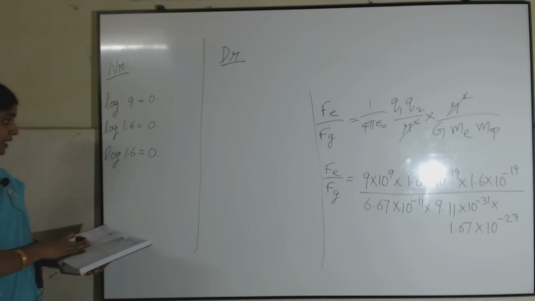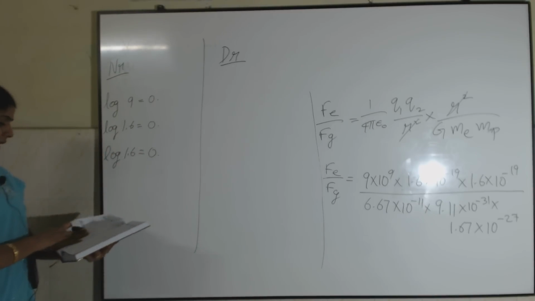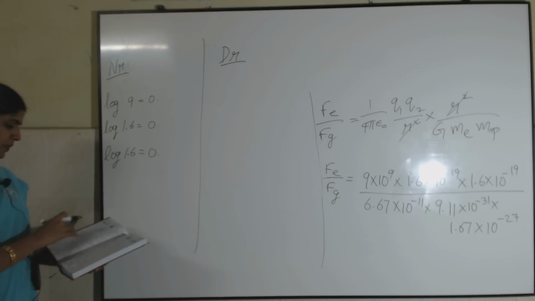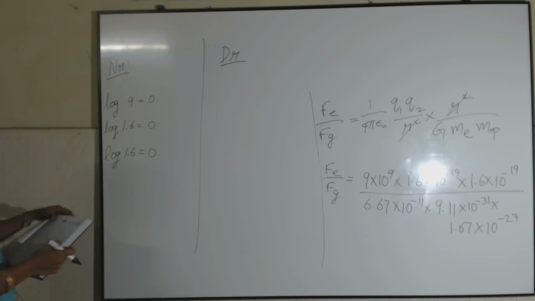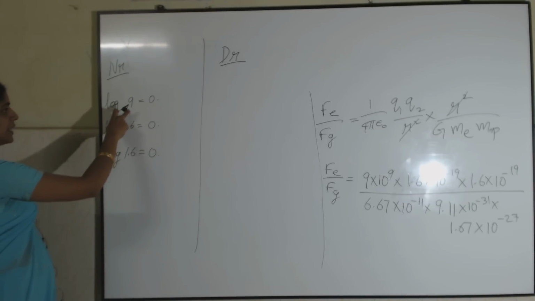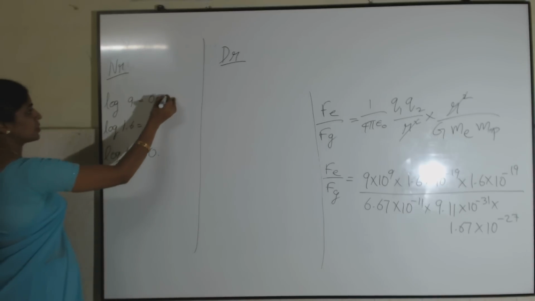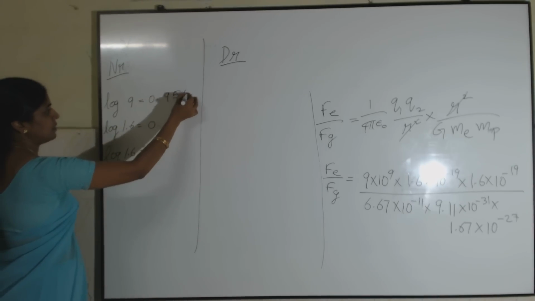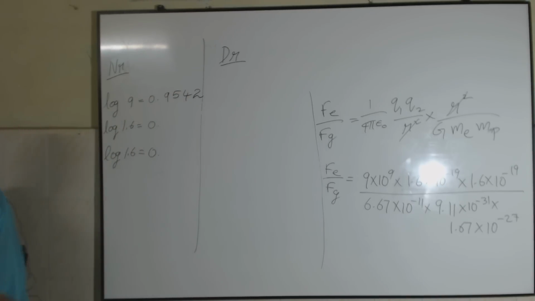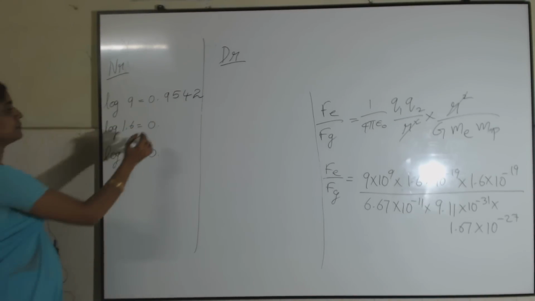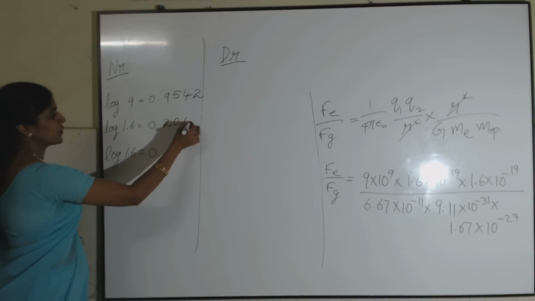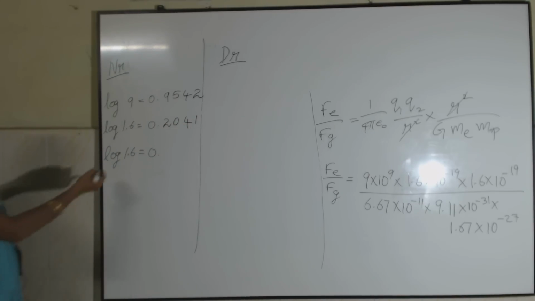Just find out what is log 9. See here in the logarithm table, what is 90, 0? In the logarithmic table, in 90 the 0 value is 9542. Then for log 1.6, you just see in the logarithmic table 16, 0. For 16, 0 you will be getting 2041. Again the same thing, 2041.